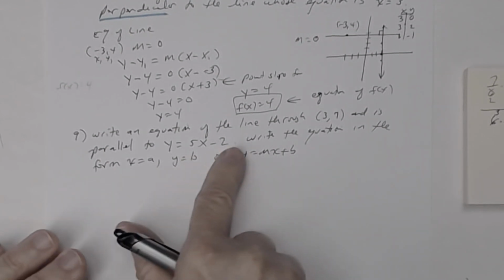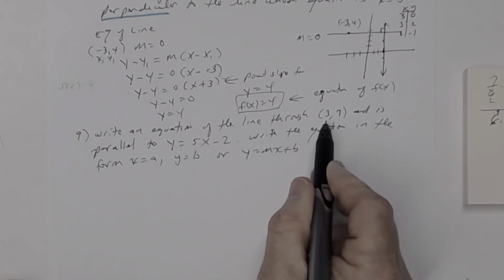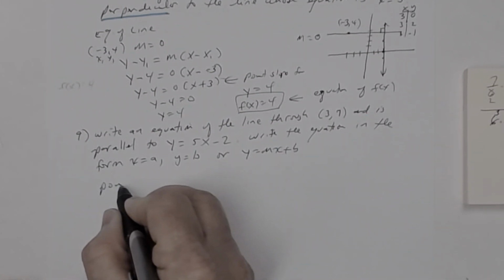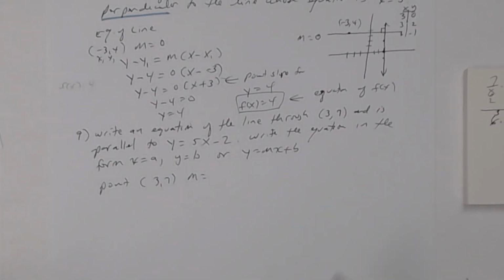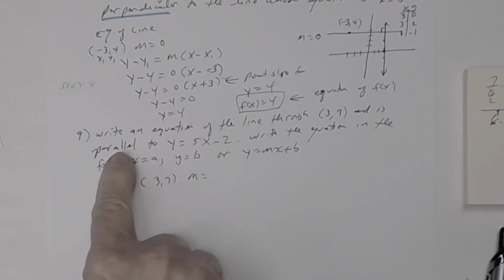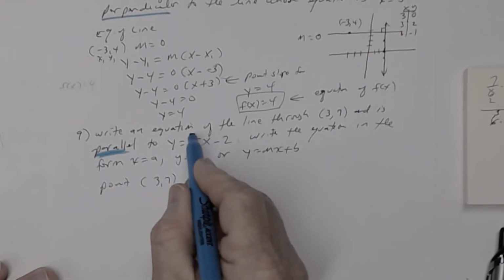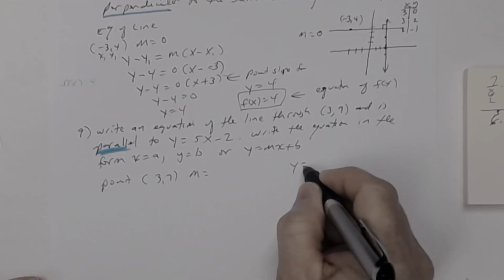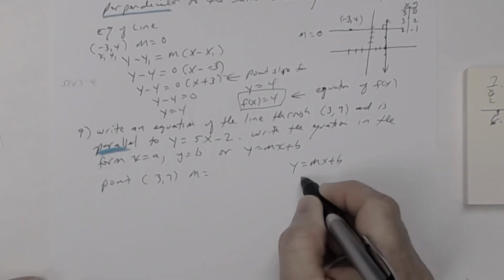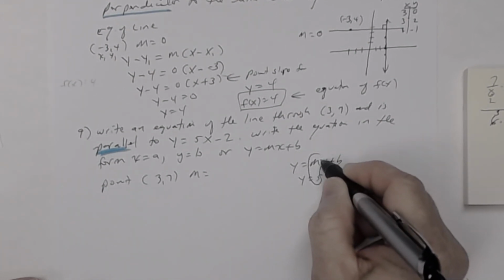This one's not that bad because you want to write the equation of this line that contains this point. The point is (3, 7), and all you have to do is find the slope. Those two lines are parallel, and notice this is already in slope-intercept form, y equals mx plus b. So this is y equals 5x minus 2, so the slope is 5.